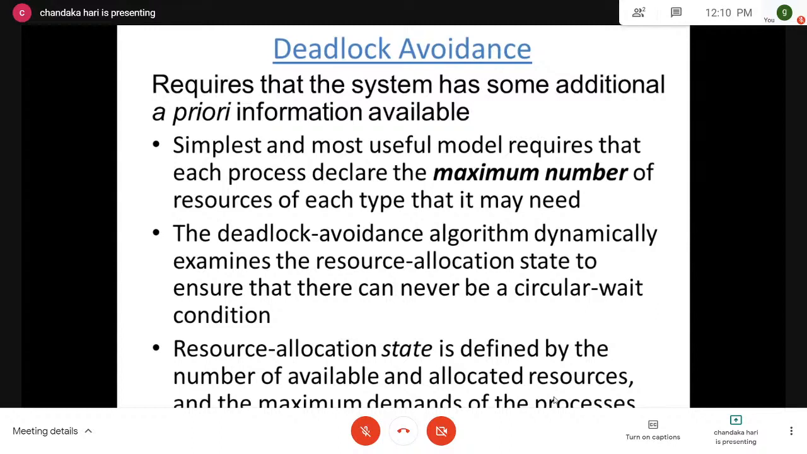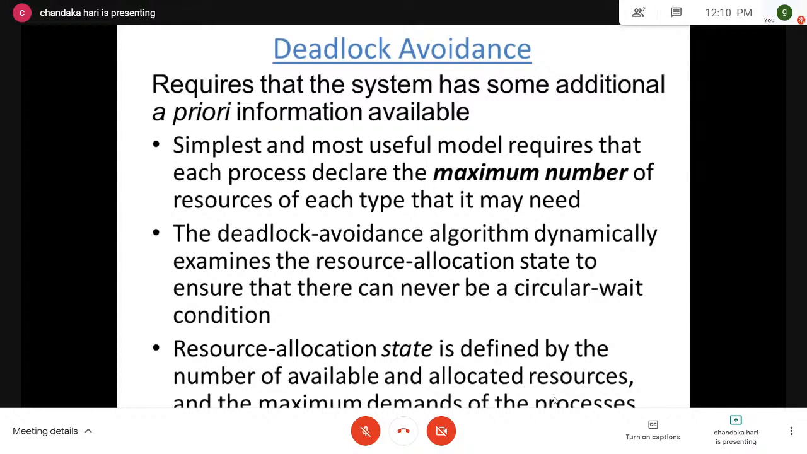And in order to do such a thing, the operating system has to be given additional prior information: what kind of resources are available, what kind of resources are required for each and every process, and at what moment of time. Otherwise, it is not possible. So the system requires some additional prior information. What should that information be? What is the maximum number of resources required to complete a particular process? What is currently required? The rest of the resources may be required at what moment of time? You need to allocate accordingly.